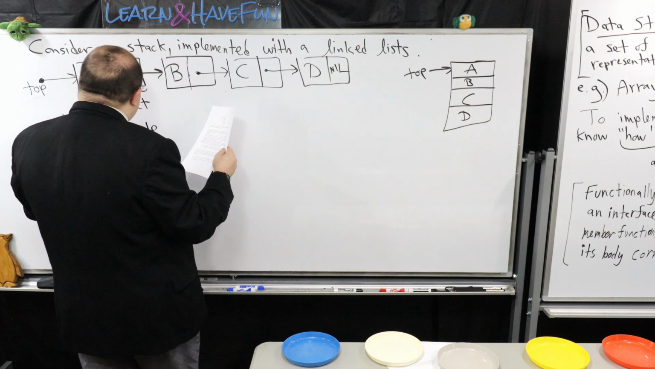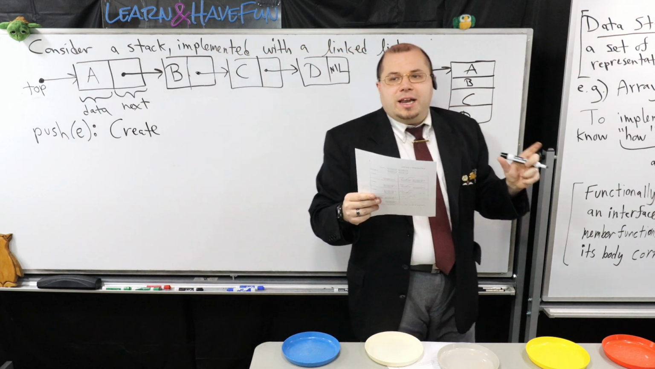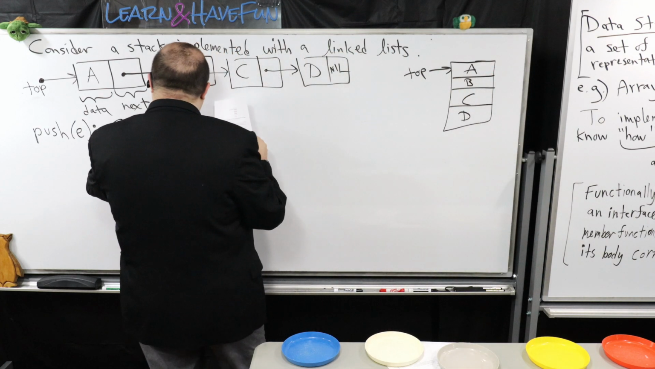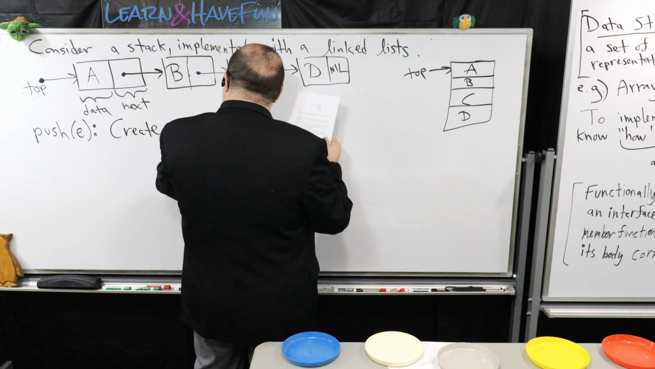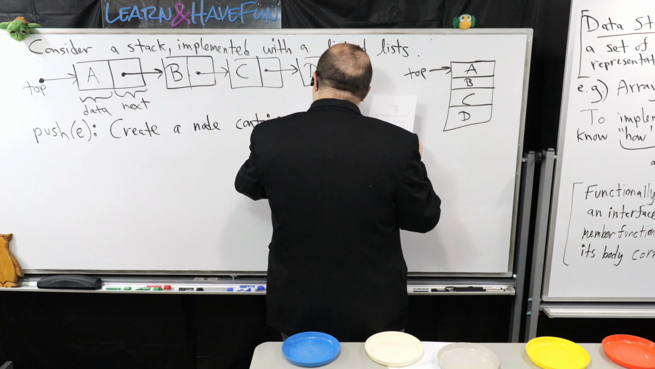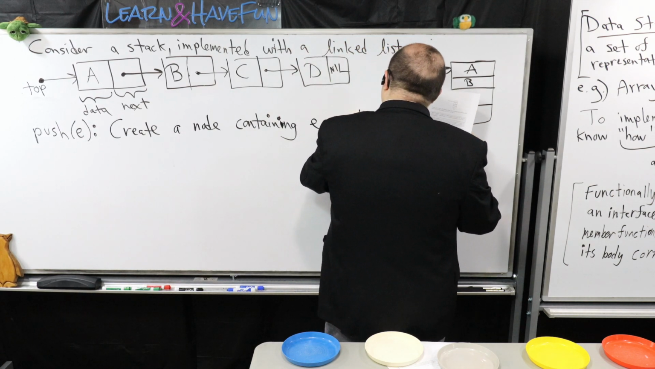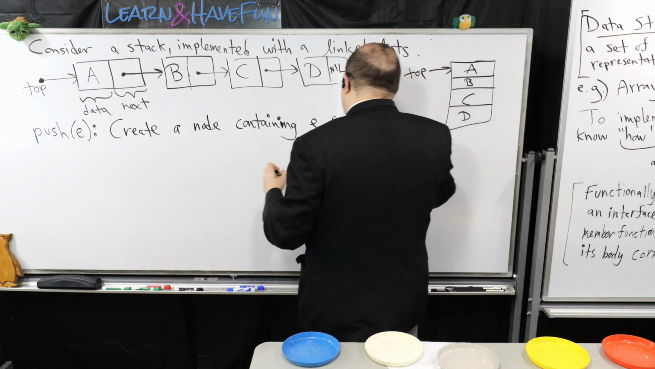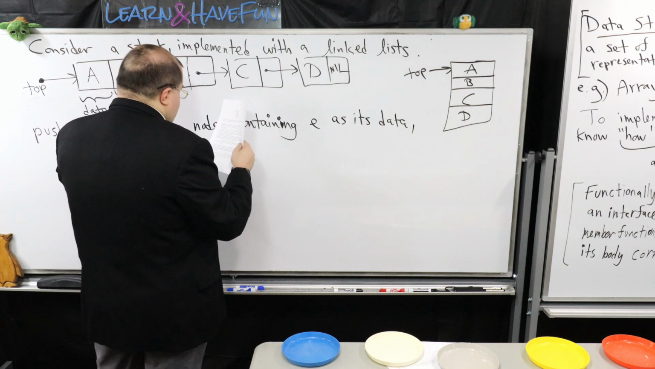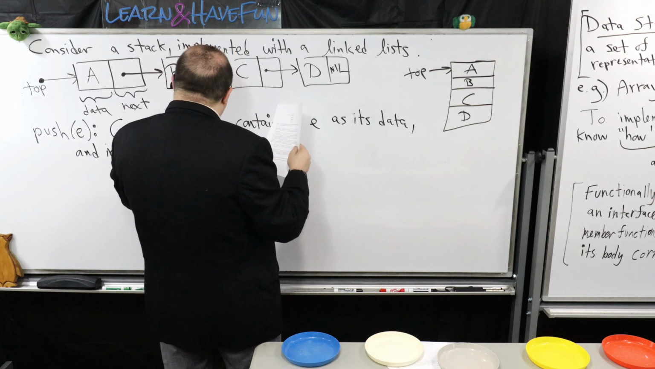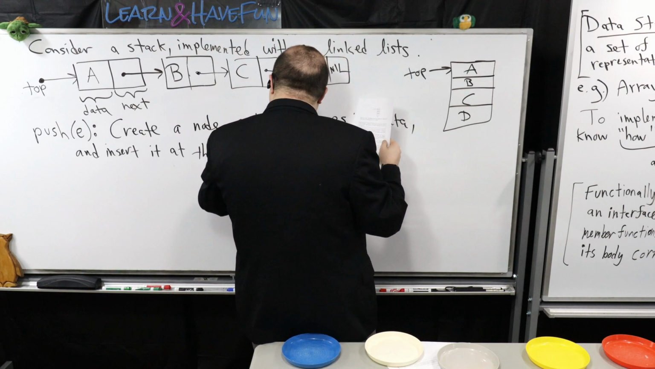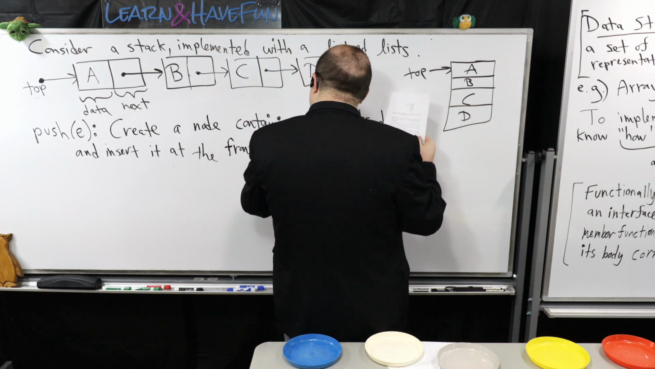So the push is just like doing an insertion of a new data item that I want to put into the linked list. First of all, I'm going to create a new node containing E as its data, and insert it at the front of the linked list. At the front, if you prefer to call it the head, be my guest. I'm just going to call it the front just to keep things conceptually simple.